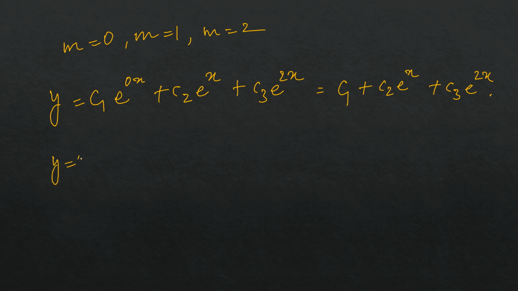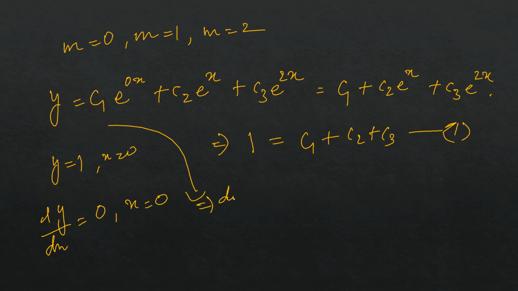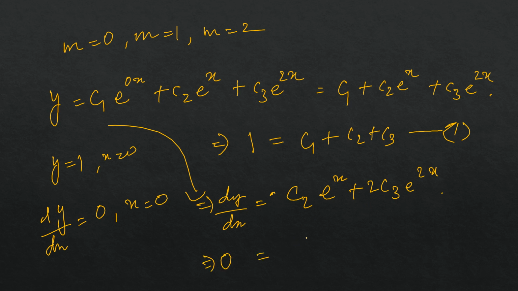Now y is equal to 1 when x is equal to 0. So 1 is equal to c1 plus c2 plus c3. Equation 1. Also dy by dx is equal to 0 when x is equal to 0. So let's calculate dy by dx, which is equal to c2 e to the power x plus 2c3 e to the power 2x. So this is 0 when x is 0: c2 plus 2c3. So this is equation 2.